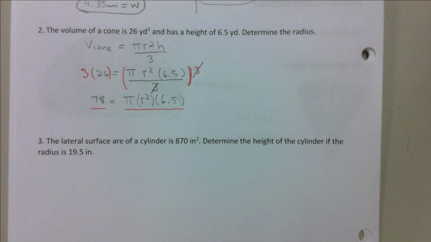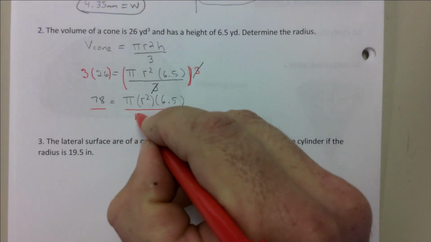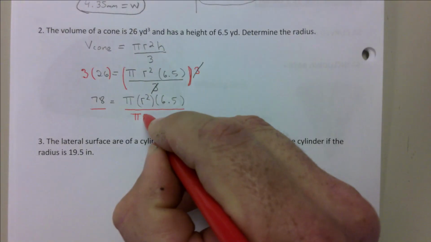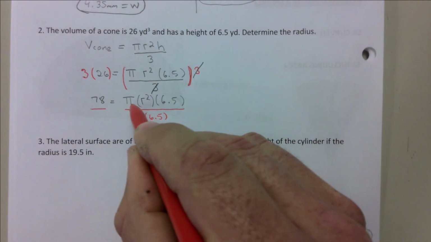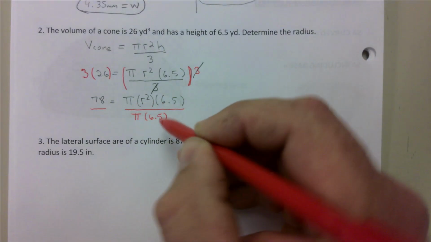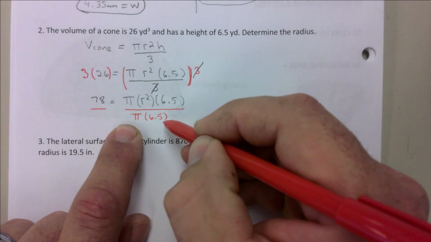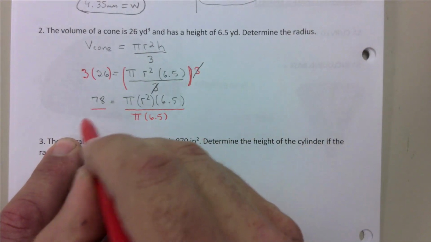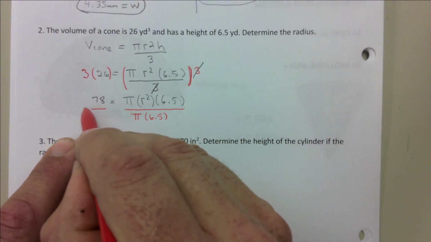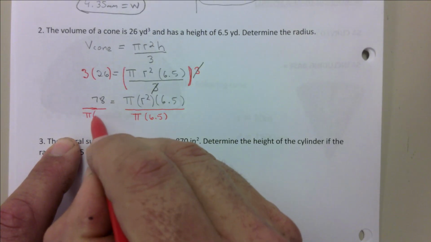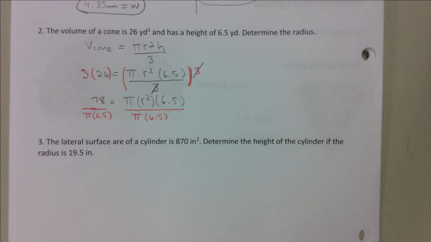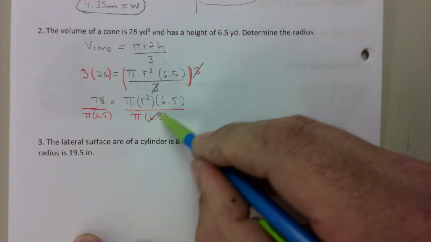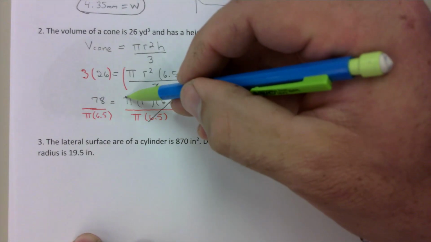And now I'm going to divide both sides by pi and by 6.5. And these are multiplying. Just like they're multiplying on top here, technically, pi and 6.5 are also multiplying in the denominator. 6.5, like that. And now you get to cancel. So cancel 6.5, 6.5, cancel the pi's.